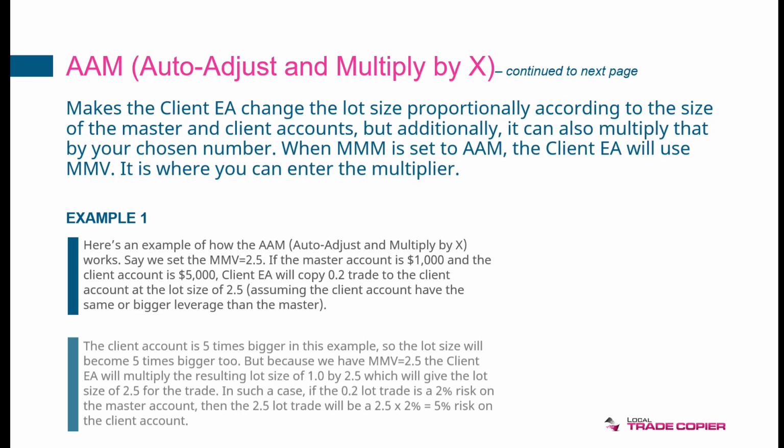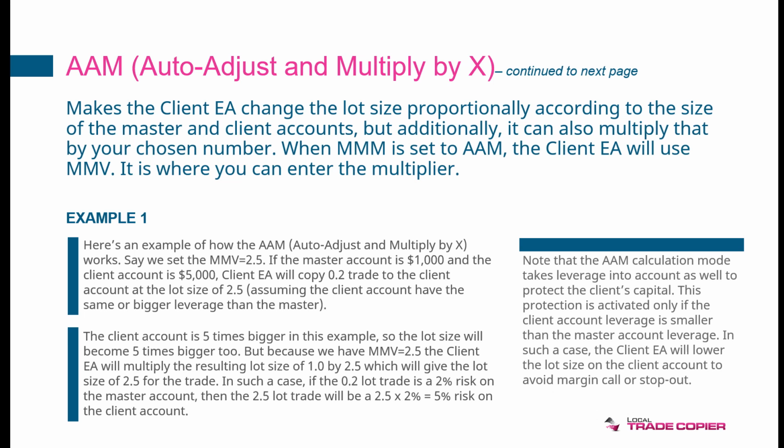The next money management mode is the AAM for short, which stands for auto adjust and multiply by X. It makes the client EA change the lot size proportionally according to the size of the master and client accounts, like with the previously discussed AA mode, but with the AAM, it can additionally multiply the resulting lot size by your chosen number, a multiplier, so to speak. So when the MMM is set to AAM, the client EA will use the MMV parameter. It is where you can enter the lot multiplier that you want. So here's an example.